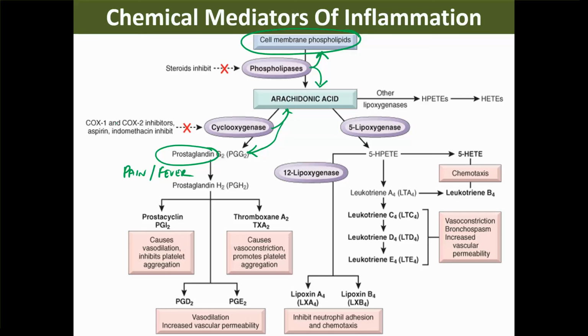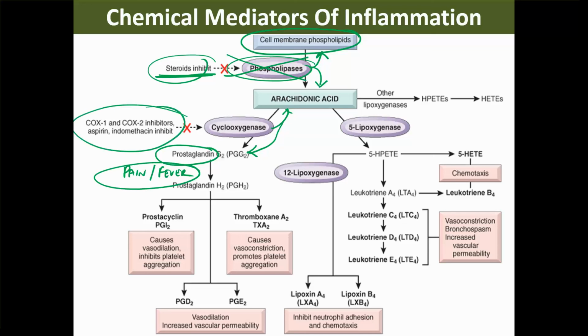So we use steroids to block phospholipase A2, so the whole mechanism is shut down. Steroid is a very powerful anti-inflammatory drug. That's why we don't use it, because we need inflammation, we need the bacteria to be removed, we need the necrotic areas to be removed. We only don't want pain and fever. So if you use a cyclooxygenase inhibitor like aspirin and indomethacin, they can block the cyclooxygenase and reduce the pain and fever.